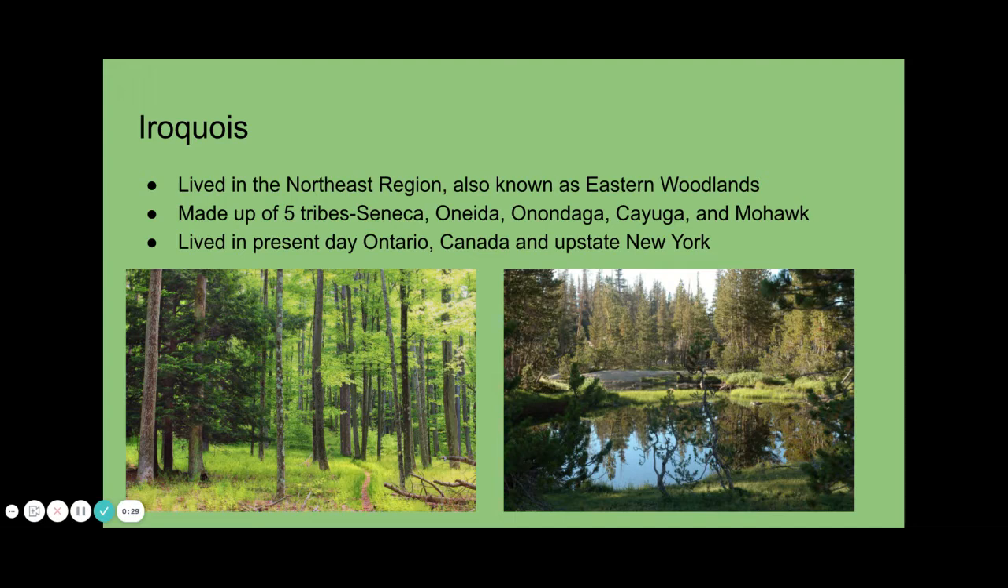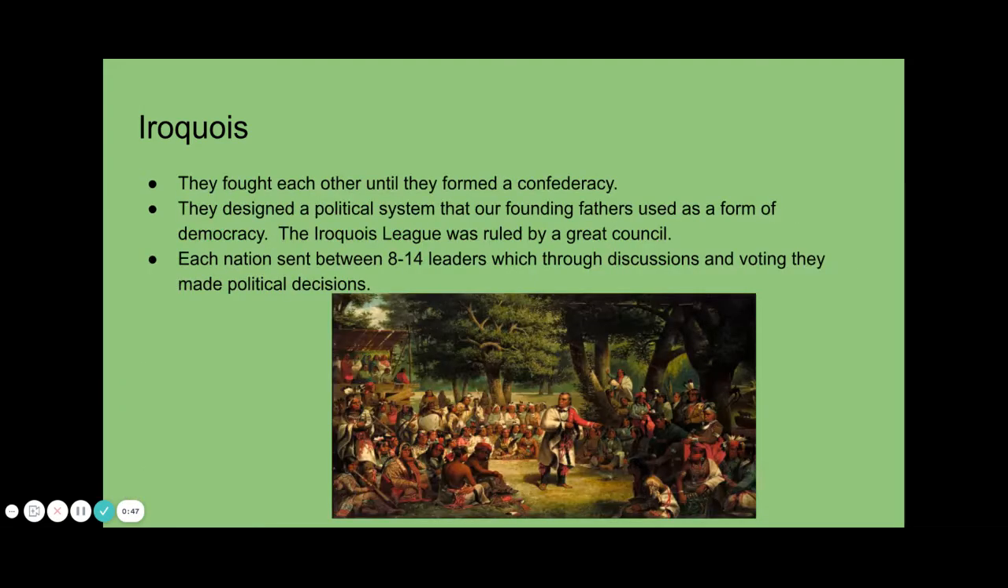Okay, so the Iroquois, they lived in the northeast region, also known as the eastern woodlands of North America. They were made up of 5 smaller tribes: the Seneca, the Oneida, the Onondaga, the Cayuga, and the Mohawk. They lived in what's present day Ontario, Canada, and upstate New York. They fought each other until they formed an agreement called a confederacy, where they agreed not to fight each other. They also designed a political system that our founding fathers used for democracy, okay?